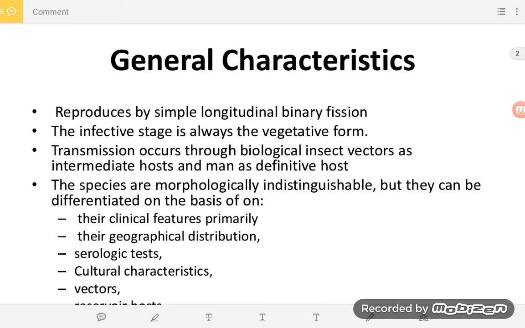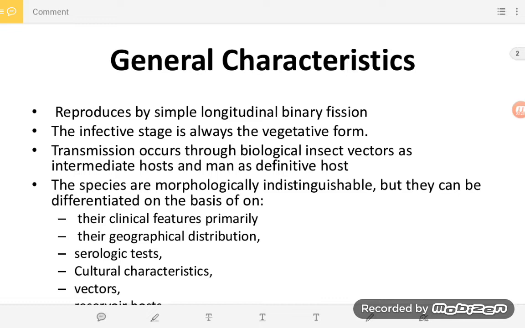So how does the human, the definitive host, get transmission? They get transmission through the biting of the insect vector. Why are we calling it a biological vector? Because in this vector, there is some development of the parasites. That's why we call it a biological vector.